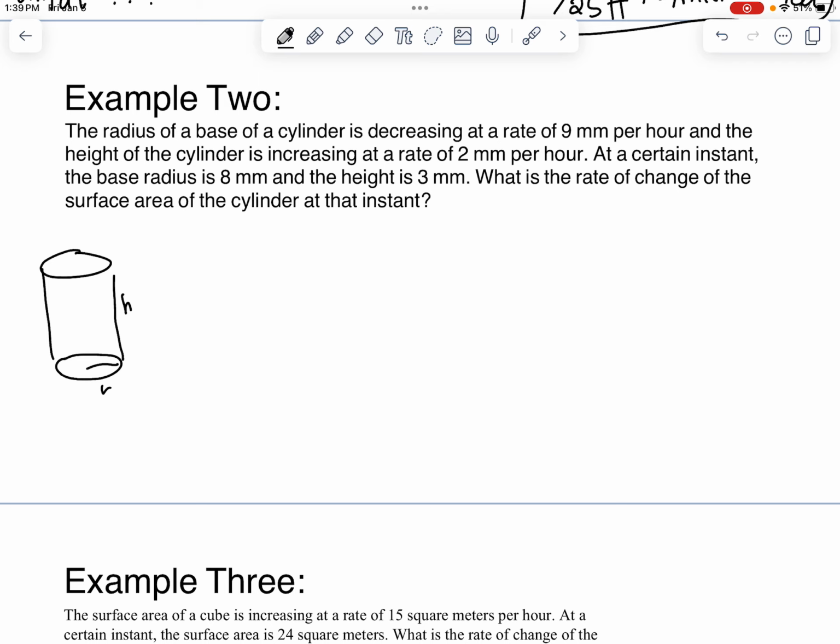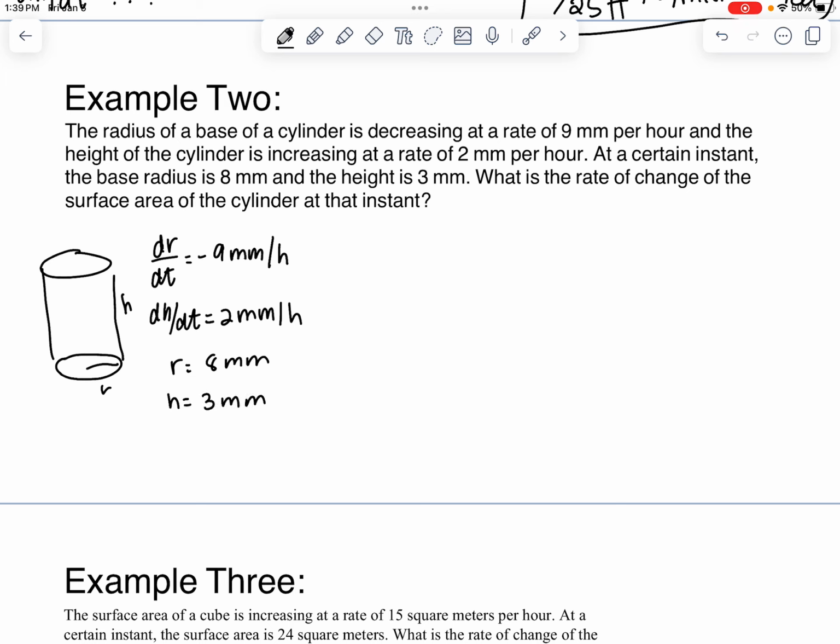So at that instance. Basically, I'm just trying to visualize this. This radius is going to get smaller, so this circle is going to start getting smaller and smaller, but then this height's going to get bigger, so it's going to become more like that. That's just me picturing it in my head, but let's see what I know. So the radius of the base, dr/dt, is decreasing, so that'll be negative 9 millimeters per hour. The height is increasing, so dh/dt is 2 millimeters per hour. At this instant that we're concerned about, the radius is 8 millimeters and the height is 3 millimeters.